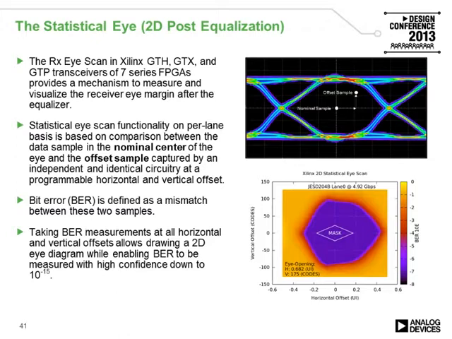Bit error is defined as a mismatch between these two samples. Taking bit error measurements at all horizontal and vertical offsets allows drawing a 2D eye diagram while enabling bit error measurements with high confidence down to 10 to the power of minus 16 or 17.